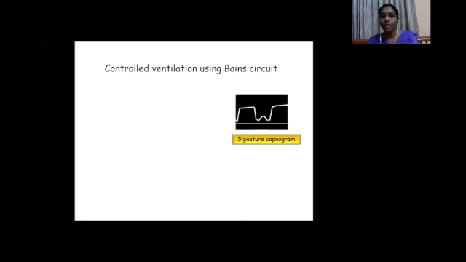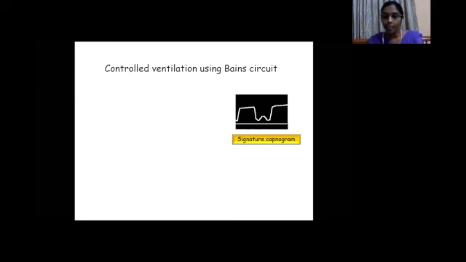Now this is another interesting capnogram. This is what we see when we are using a Bain circuit. Here the baseline does not touch 0. The upstroke is okay. The plateau phase is okay. There's a downstroke. But during the later part of inspiration, we see a hump like this. This is a signature capnogram that is seen when we use a Bain circuit.